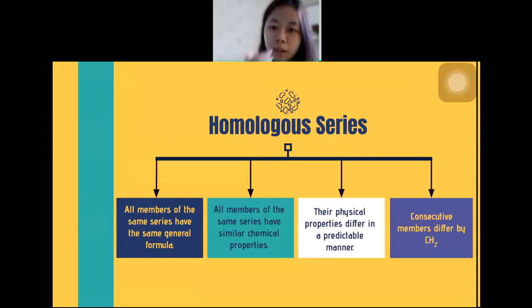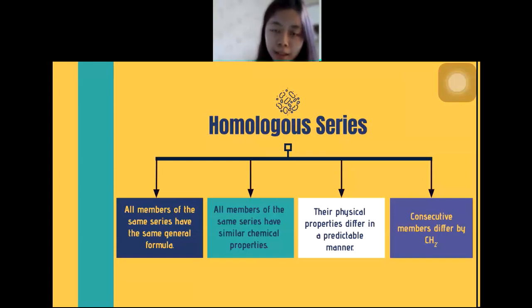Next, we have homologous series. So what exactly is homologous series? It's a series or family of organic compounds that have similar features and chemical properties due to them having the same functional groups. So their first characteristic is that all members of the same series have the same general formula.